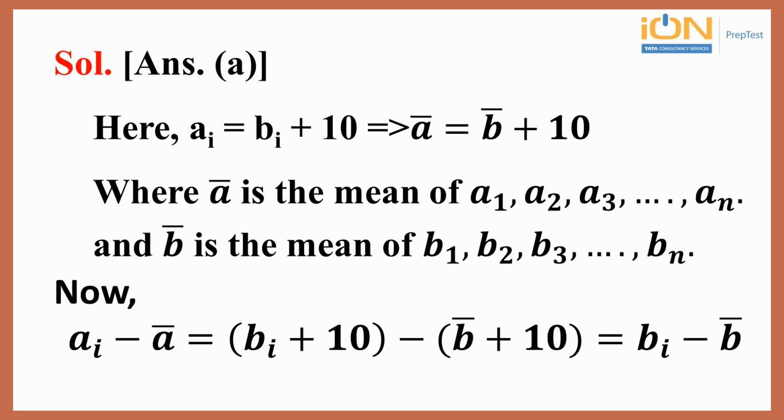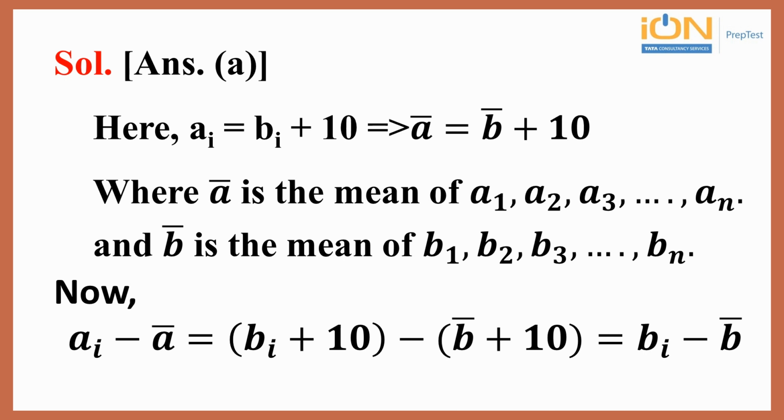The answer is A. Actually, the standard deviation and mean deviation about mean are unaffected by the change of origin. It is based upon that concept. Observe that a_i − b_i is given to be 10. Therefore, a_i is equal to b_i plus 10. So, when you go for the mean of the a_i distribution and the mean of the b_i distribution, A bar is the mean. We find that A bar and B bar differ by 10. So, A bar is equal to B bar plus 10.